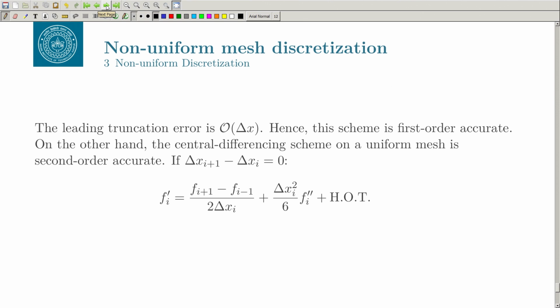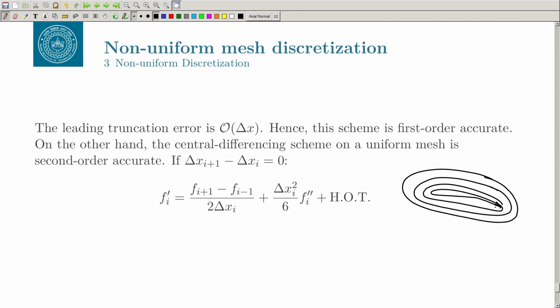Now one question comes: the compact scheme that we have derived is for the uniform mesh. So, how do we use the compact scheme for a non-uniform mesh, or even for meshes which are not very nicely aligned? For example, if you want to do flow over an aerofoil, your mesh will look something like this. The center one is your aerofoil.